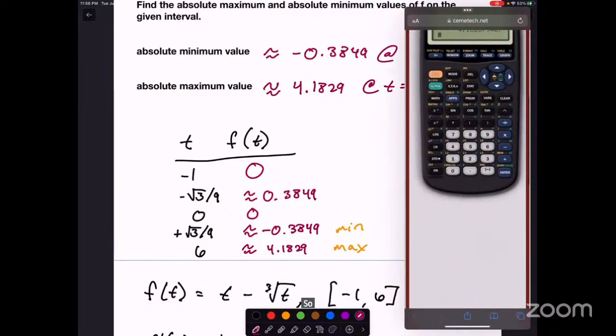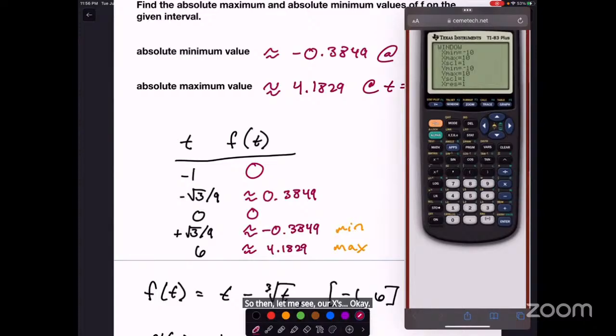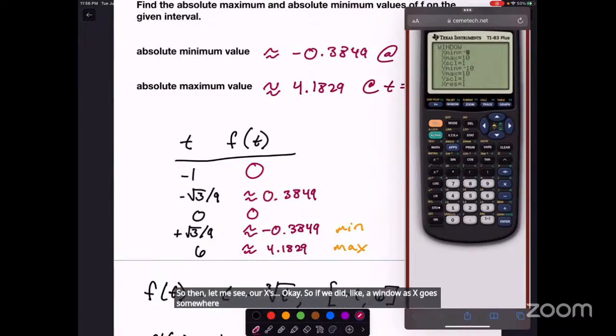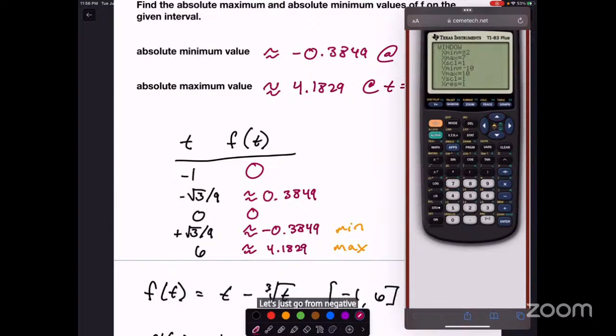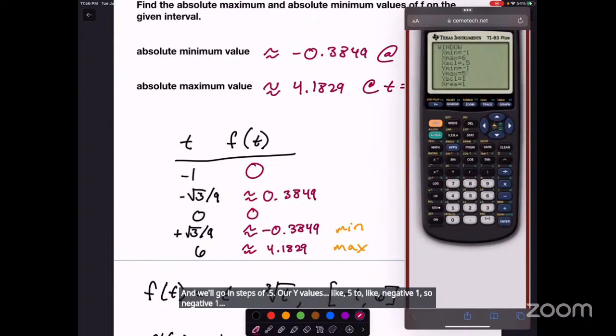Okay. So then let me see our x's. If we did a window as x goes from, let's go from -1 to 6, since that's what was given, and we'll go in steps of 0.5. Our y values, like -1 to 5. Let's go in steps of 0.5 as well.